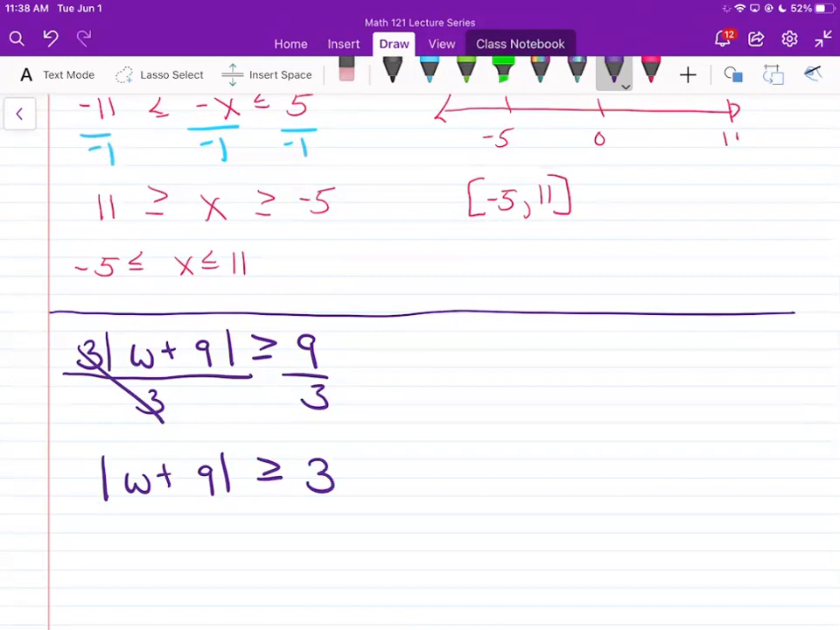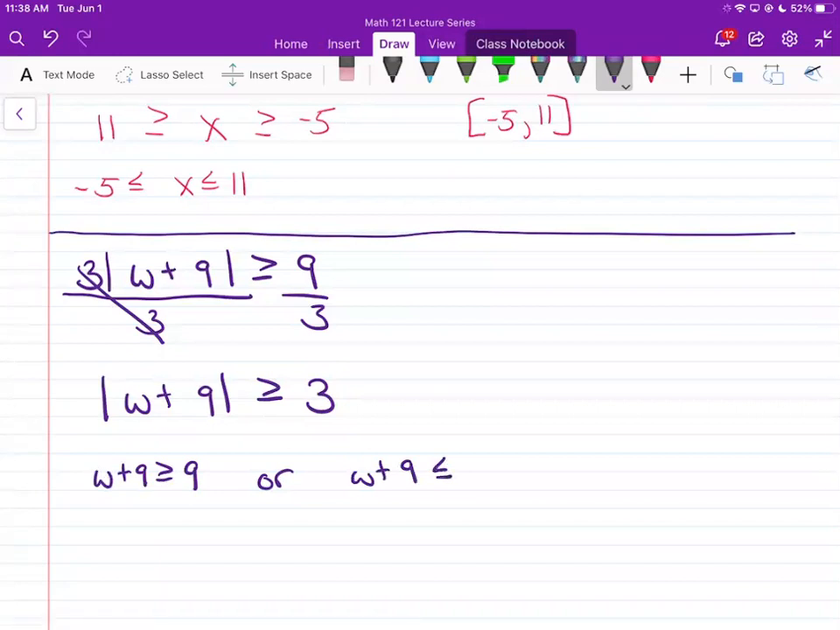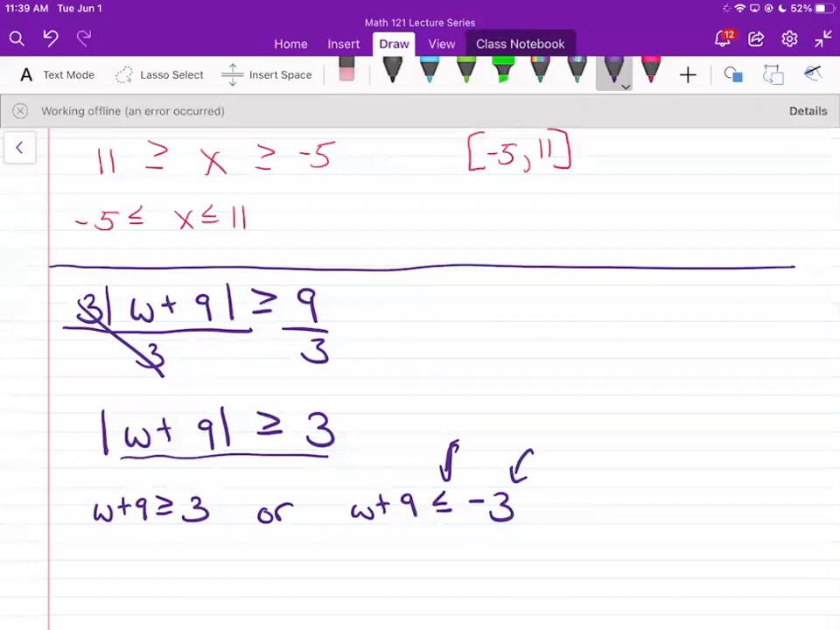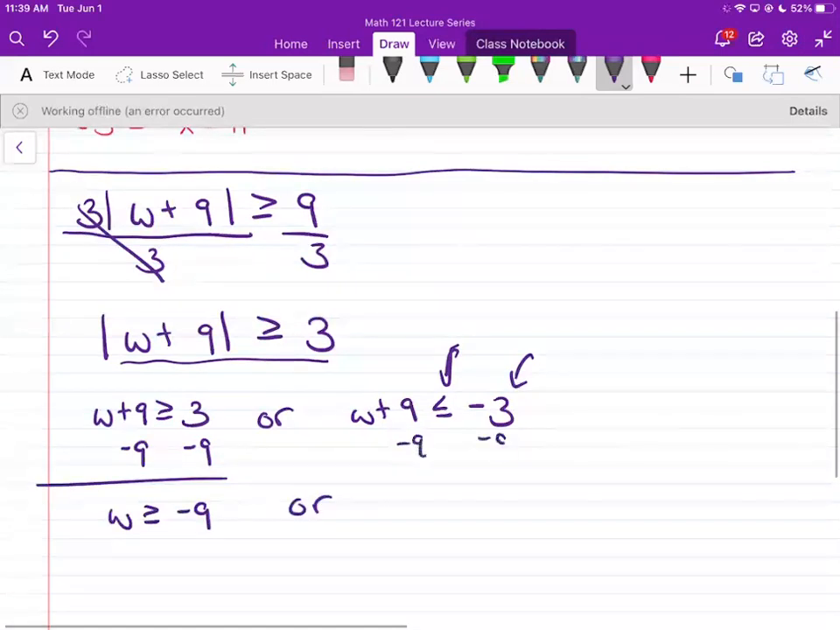That greater tells me it's going to be an or statement. So I write it as it is originally, or w plus 9 is less than or equal to, I wrote a 9, this should be a 3, less than or equal to -3. So notice we keep it as written, and then we switch the sign and change this to a negative. I solve each piece, and I get w is greater than or equal to -6, or subtracting 9 here, I get w is less than or equal to -12.